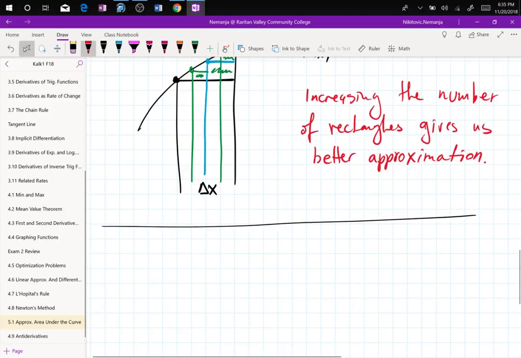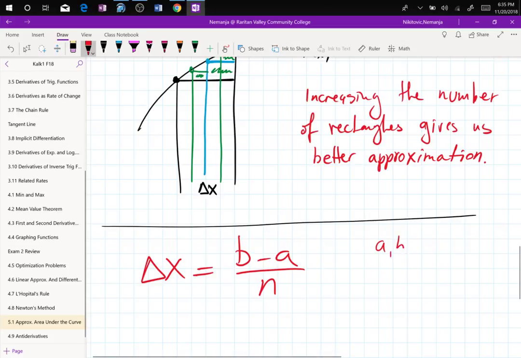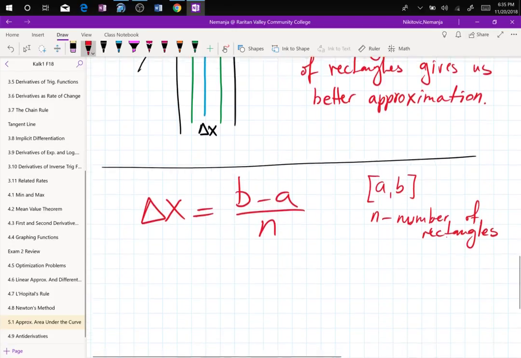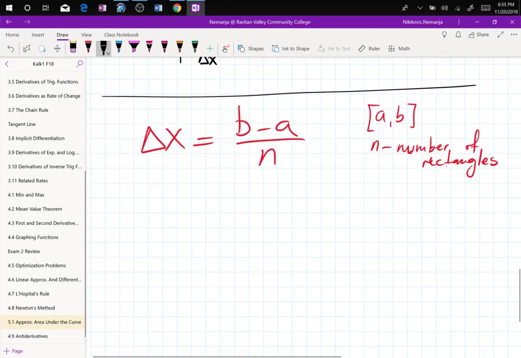I'm going to write the formula for delta x. Delta x is b minus a over n. So you know that AB is the interval and n is the number of rectangles. So that formula will follow us.